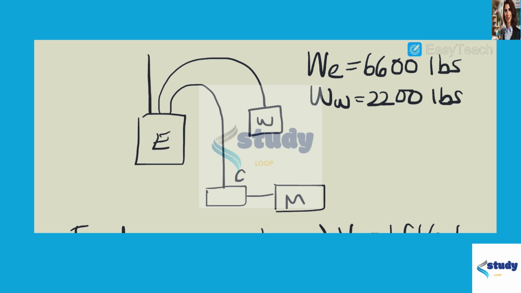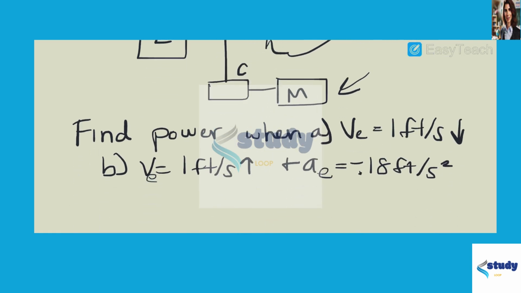What we're looking at is a problem dealing with power. We're given an elevator that has a weight of 6,600 pounds and it is connected to a motor shown here, and that motor is assisted with a counterweight shown here, which has a weight of 2,200 pounds. We're asked to solve for the power supplied by the motor when the elevator is moving down at a velocity of 1 feet per second, and then at a velocity of up at 1 feet per second while decelerating at negative 0.18 feet per second squared.